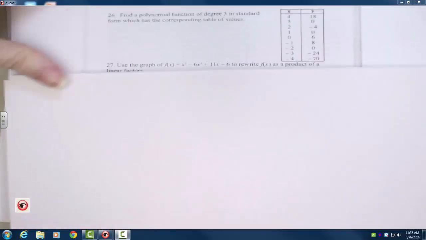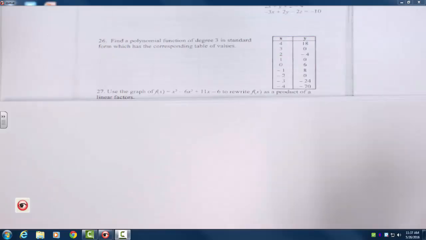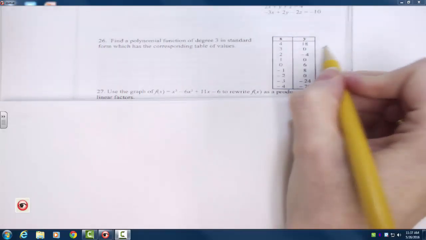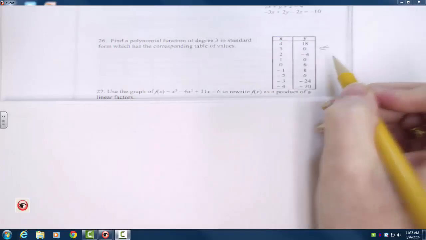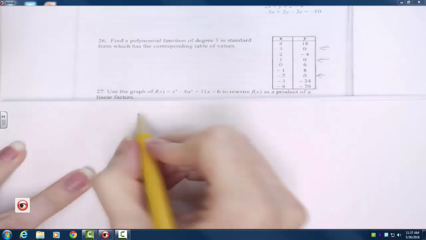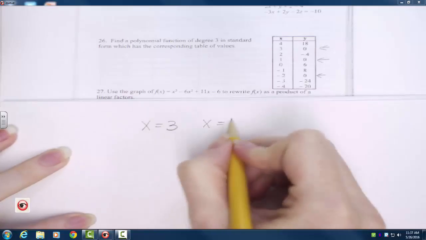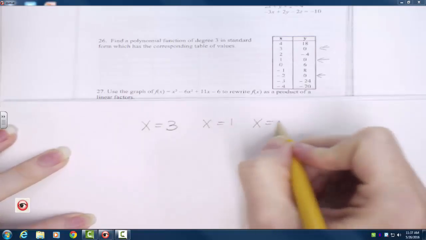All right, I have this lovely table here. Okay, and it's saying find the polynomial function of the 3rd degree in standard form. Okay, so first, we're going to go right here. I can see a 0. I can see a 0 here, and I can see a 0 here. My roots are x equals 3, x equals 1, and x equals negative 2.